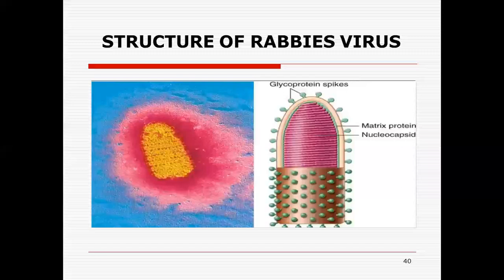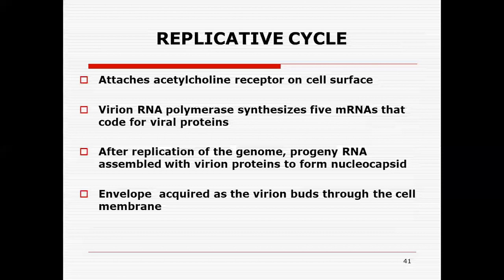You see, the virus, after the bite, enters into the human cell, and it attaches to the acetylcholine receptors which are present on the cell surface. Now, what happens after attaching over there? The viral RNA polymerase synthesizes 5 mRNAs. Now, these 5 mRNAs code for the specific viral proteins. Now, the virus needs two types of proteins for its replication.